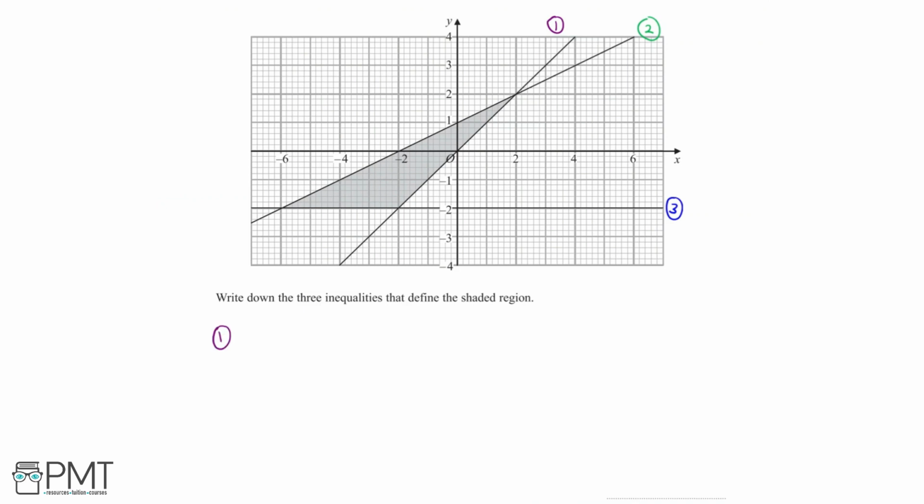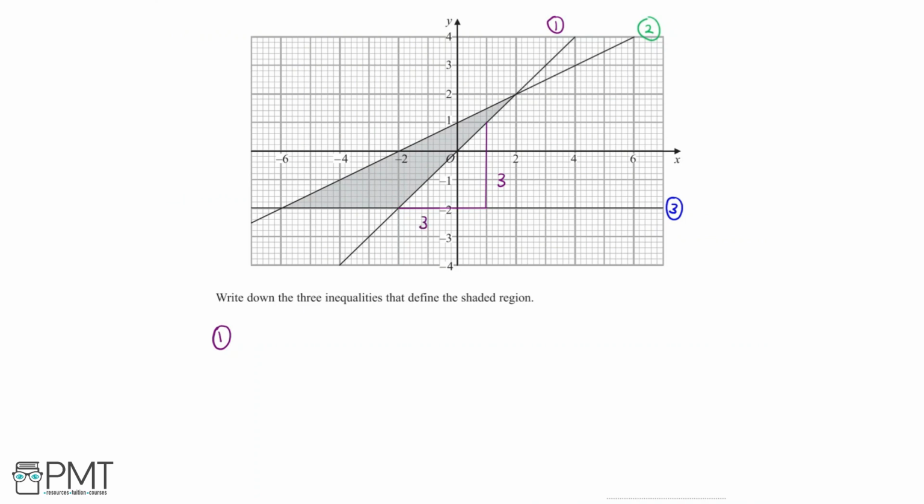Now to find the equation of this straight line, we need to find its y-intercept and its gradient. We know that the gradient is equal to the change in y divided by the change in x. And so we can draw a triangle on line 1 to show this. On this triangle, we can see that the change in y is 1 take away minus 2, which is 3, and the change in x is 1 take away minus 2 again, which is equal to 3.